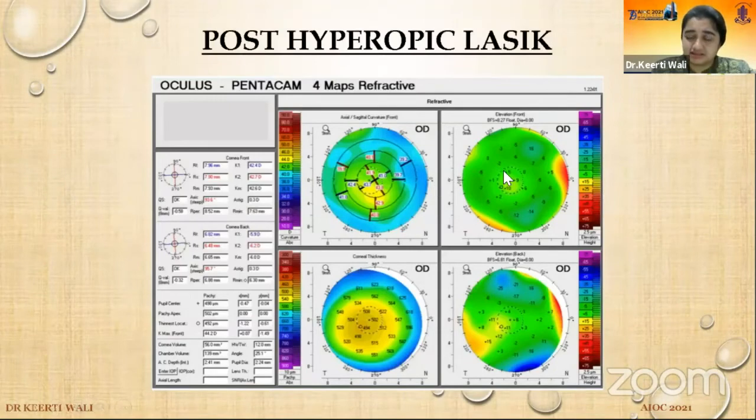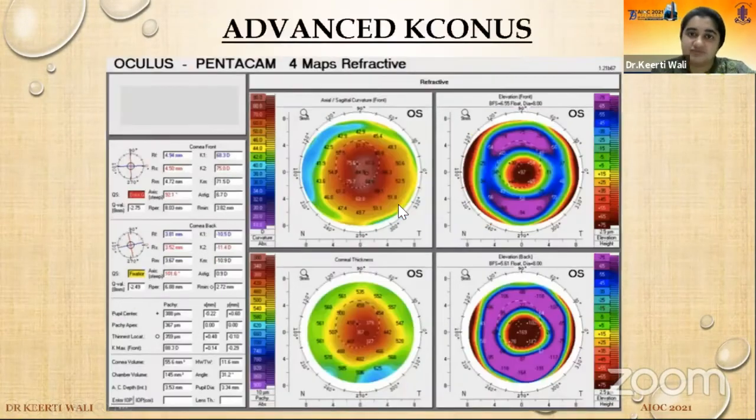Okay, so this is a picture showing post hyperopic LASIK, wherein the keratometric values look pretty normal. Center steep and the periphery is flat. However, the point indicating the hyperopic LASIK here is the thinnest location, which is 492 microns. This is decentered totally on both X and Y axis. So this is an indication that this patient has undergone a hyperopic LASIK.